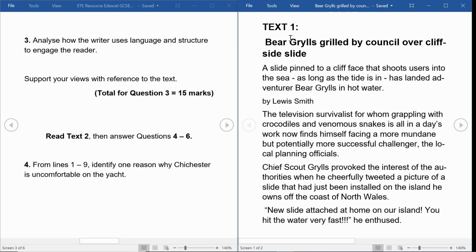And then we've got wordplay here. Grills, grilled. So the word grilled is being used metaphorically. He's not actually going to be put on a barbecue or something, is he? He is being asked a lot of questions. He's being interrogated. So you could use that example from the headline. So it'd be something like, the writer uses language in the headline, "Bear Grylls grilled." This wordplay is used to engage the reader by making them laugh and making them consider the plight that Bear Grylls is going through. It sets the tone and we feel that this is going to be quite a light-hearted piece.